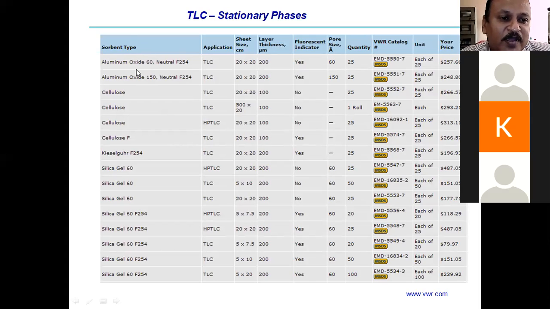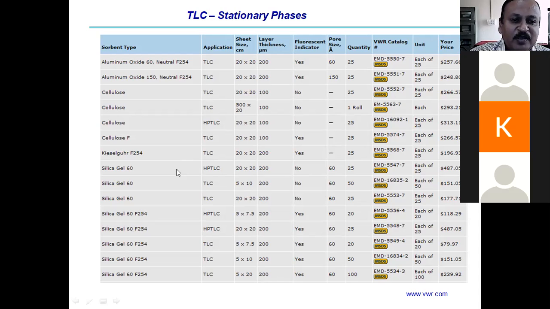I'm trying to show you the different kinds of stationary phases used in TLC. It is aluminum oxide, cellulose, then Kieselguhr is another stationary phase material. Silica gel, and in silica gel there are different types: silica gel 60, silica gel 60 F254. These are all different types of gels based upon the particle size. It is just shown as an example.